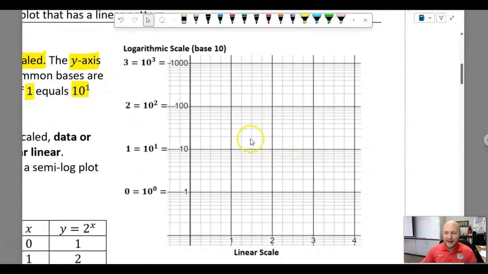You'll notice that the x-axis, your x scale, is exactly the same: 1, 2, 3, 4. Your y-axis is logarithmically scaled, so it will increase. Each line represents, in this case, 0.1, 0.2, 0.3, 0.4, 0.5, 0.6, and then after that we get 2, 3, 4, 5, 6, 7, 8, 9, 10, and then after 10, now each line represents 10, 20, 30, 40, 50, and after 10 to the second, 100, we get 200, 300, 400.